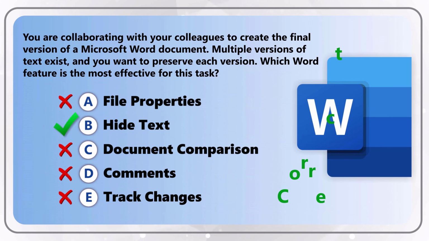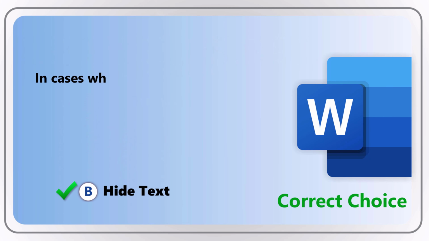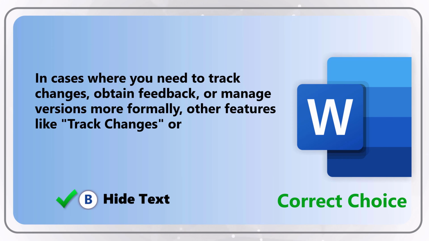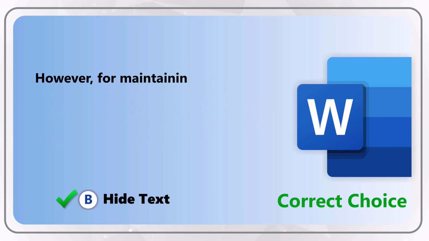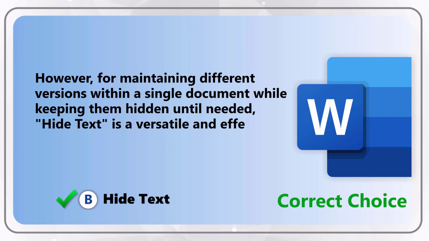So I believe the correct answer here is choice B, Hide Text. In cases where you need to track changes, obtain feedback, or manage versions, features like track changes or comments may be more appropriate. But in this particular case, for maintaining different versions within a single document while keeping them hidden until needed, Hide Text is a very cool and effective option.